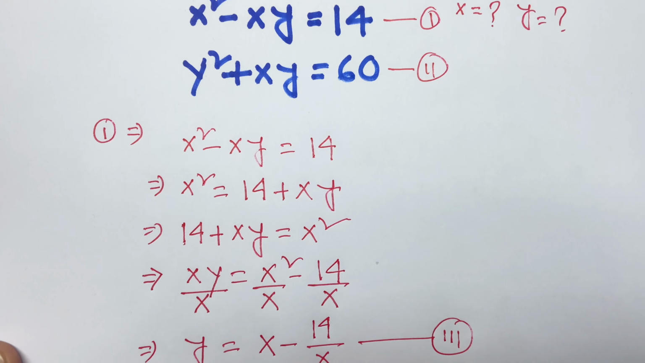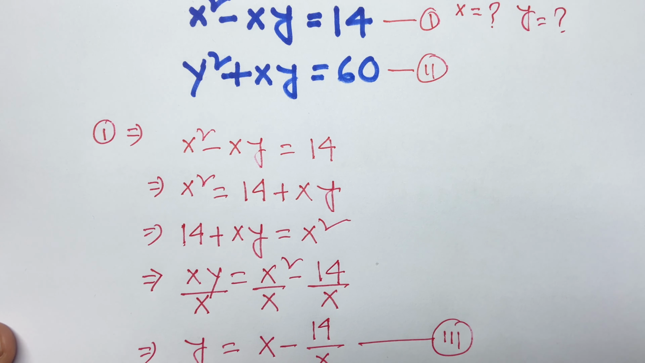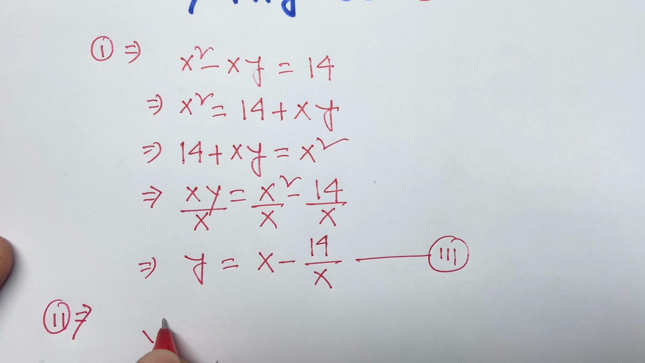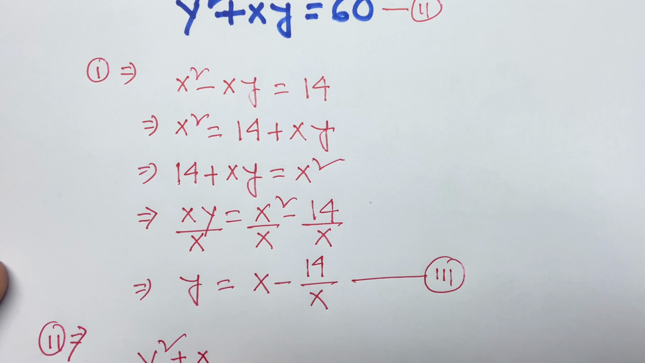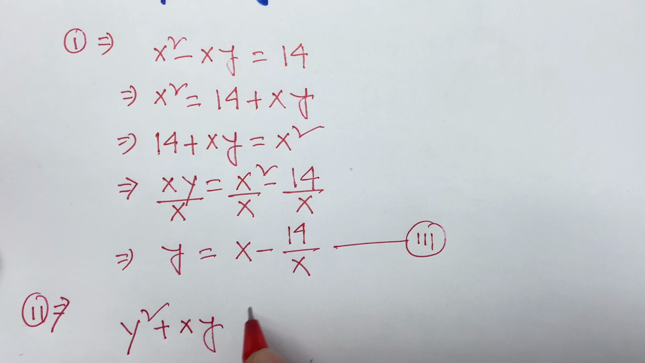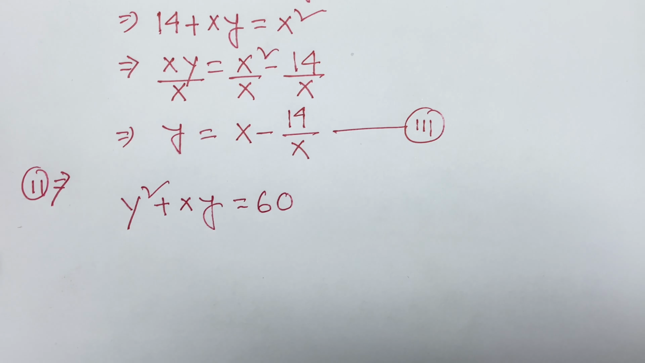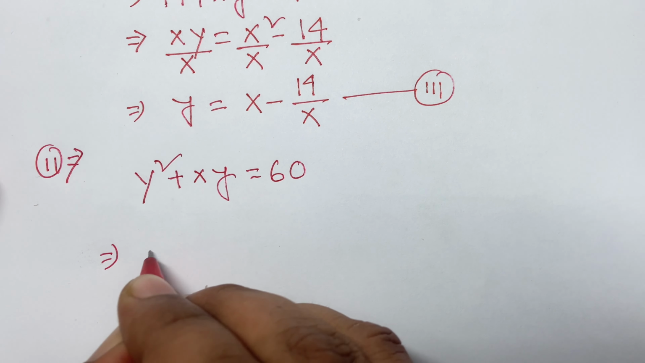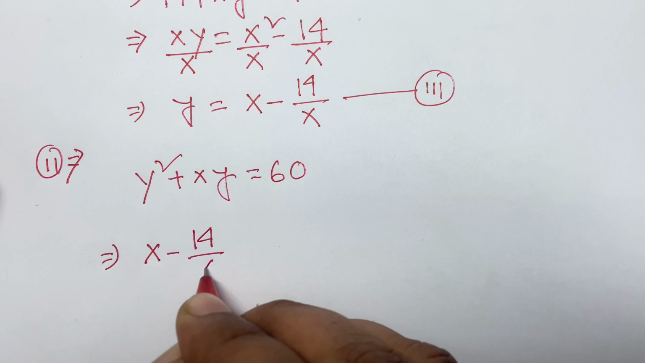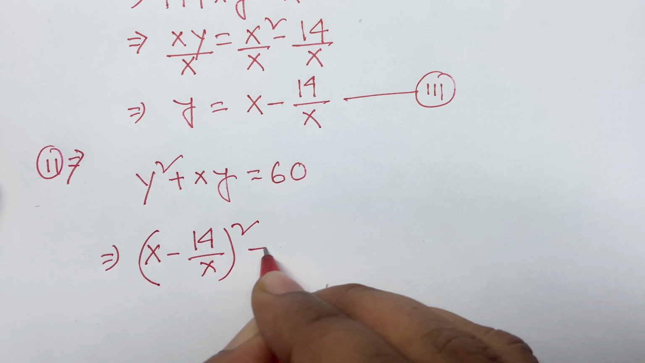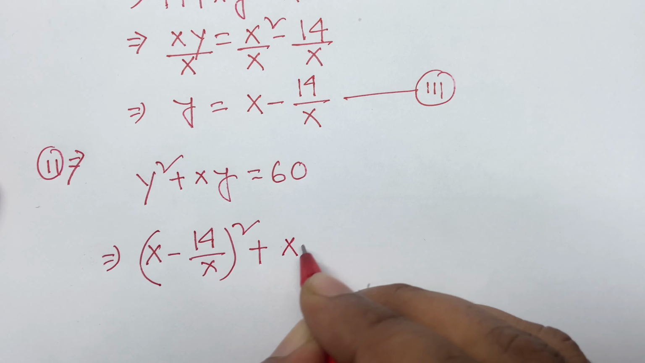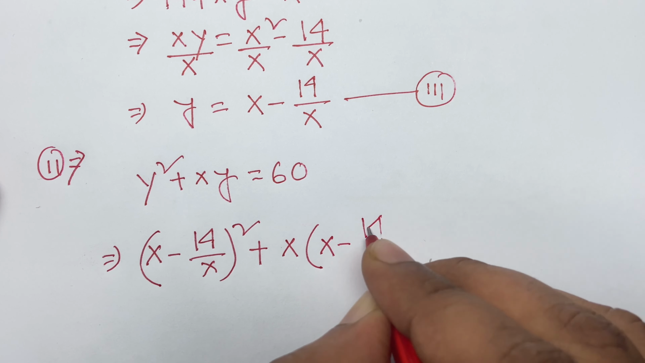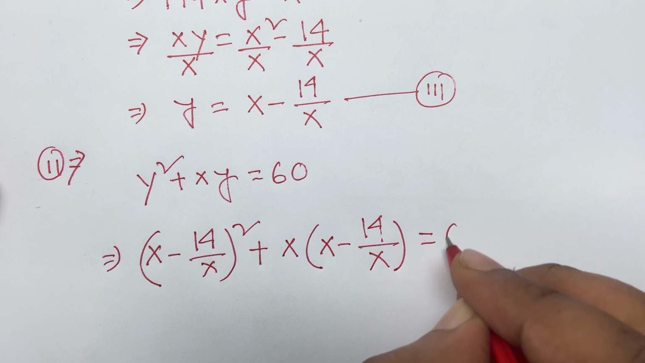I put this into the second equation below. So the second equation is y square plus xy equal to 16. Now we know that y equal to x minus 14 over x. So (x minus 14 over x) whole square plus x times (x minus 14 over x) equal to 16.